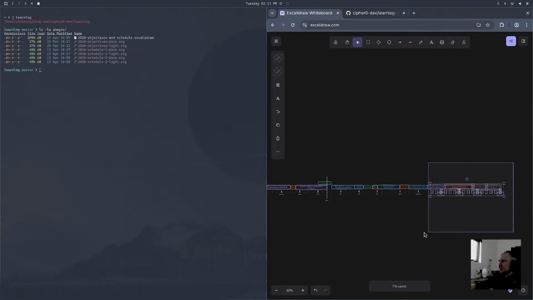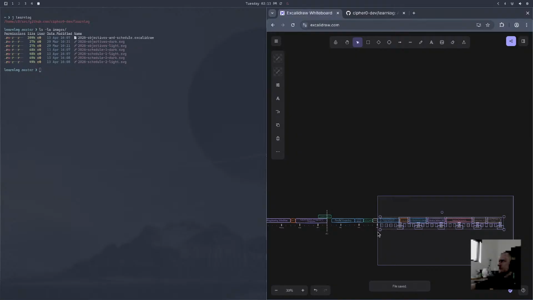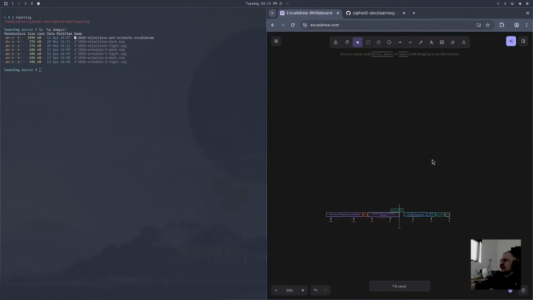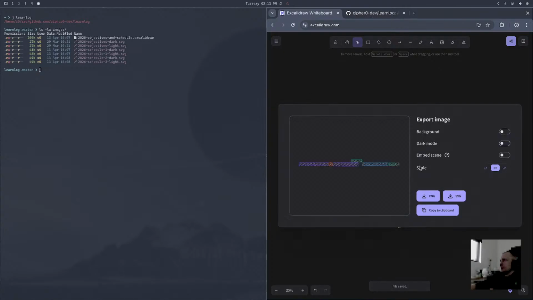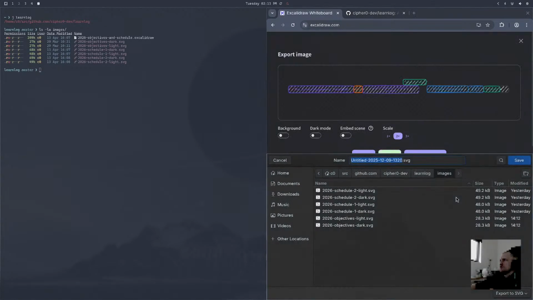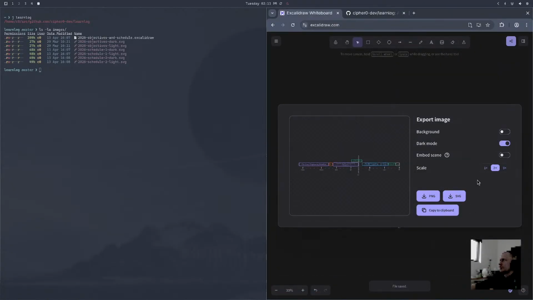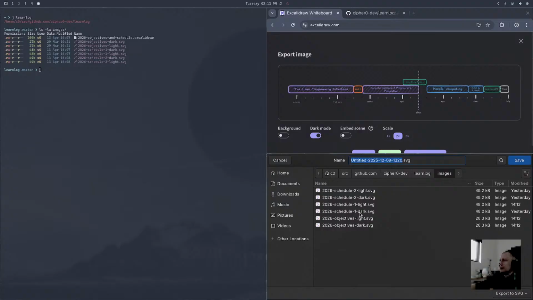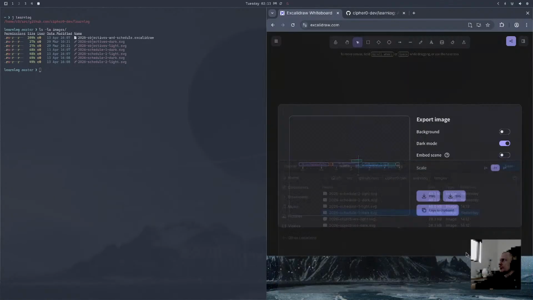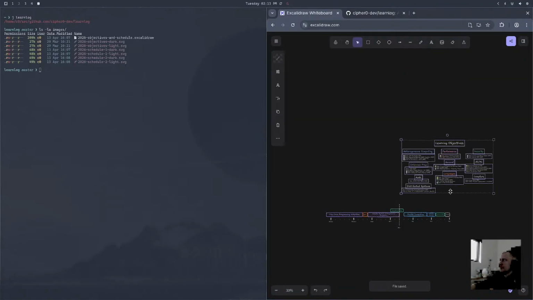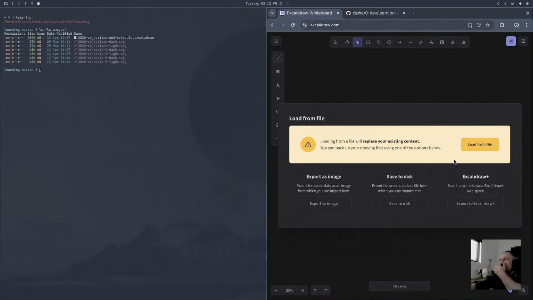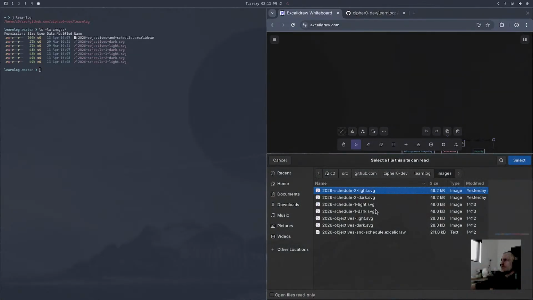Alright, so we can delete this stuff safely, and then, oops, there we go. File, export image, SVG. This is light mode, schedule 1 light, replace, schedule 1 dark, replace. And then we undo that. No, it doesn't work, so you have to reopen this thing.